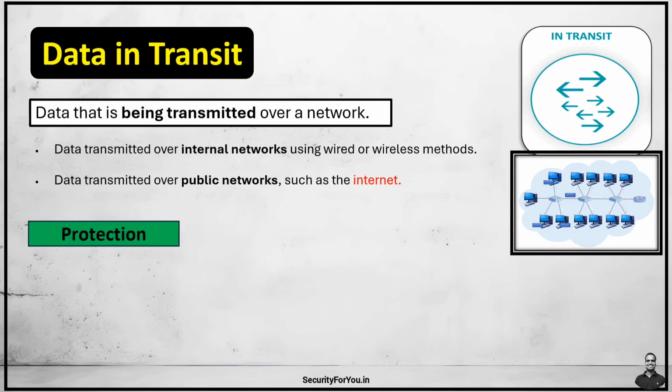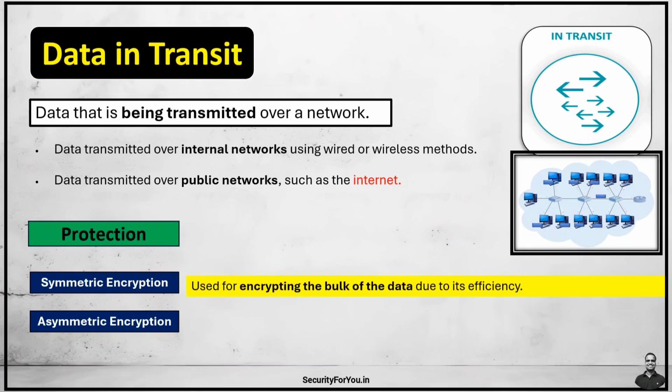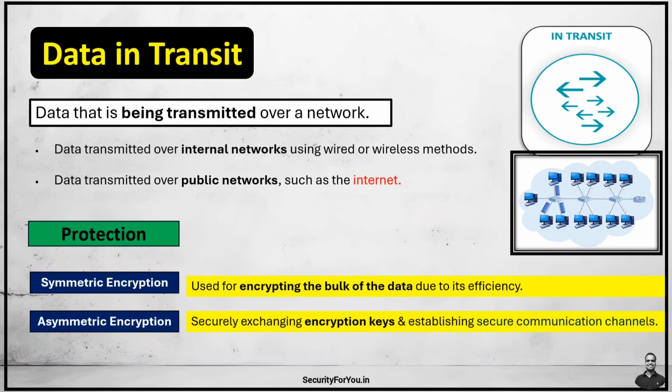Protecting data in transit often involves a combination of symmetric and asymmetric encryption. Symmetric encryption is used for encrypting the bulk of the data due to its efficiency, and asymmetric encryption is used for securely exchanging encryption keys and establishing secure communication channels.